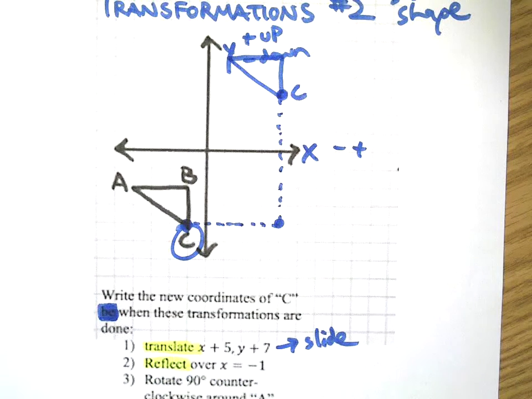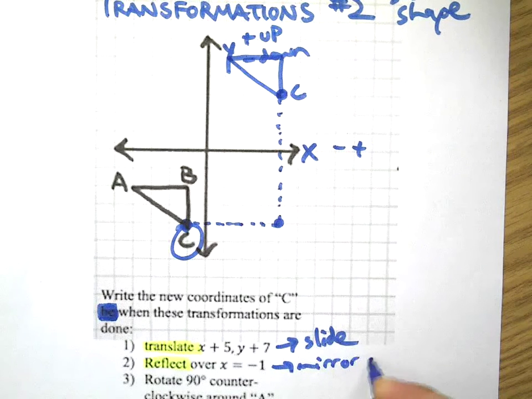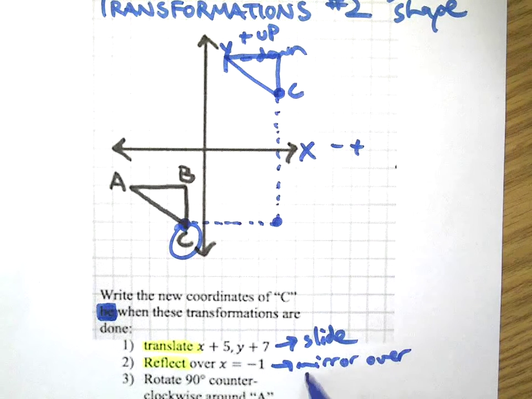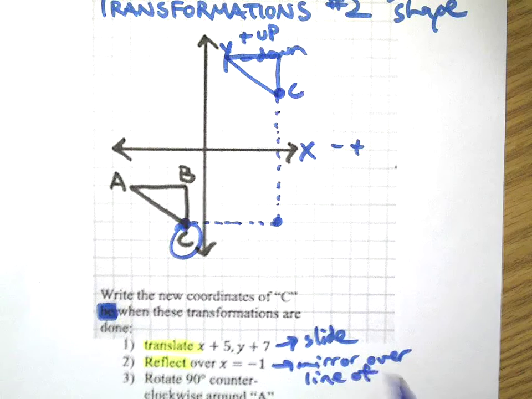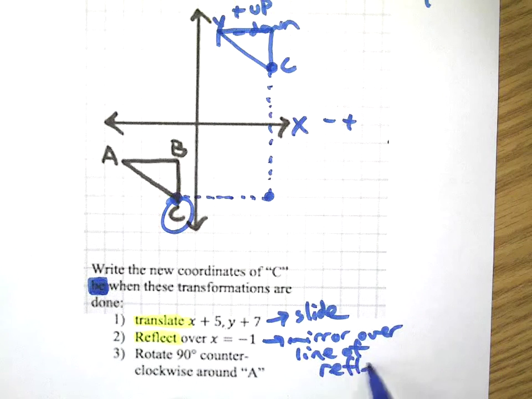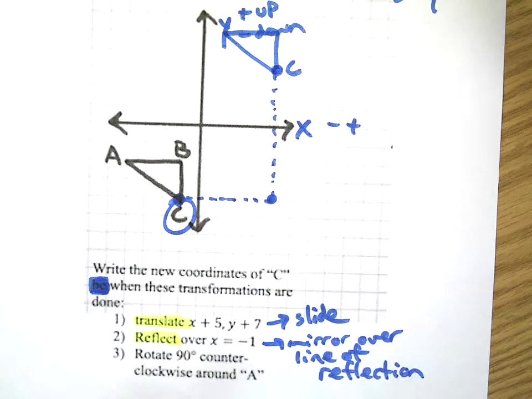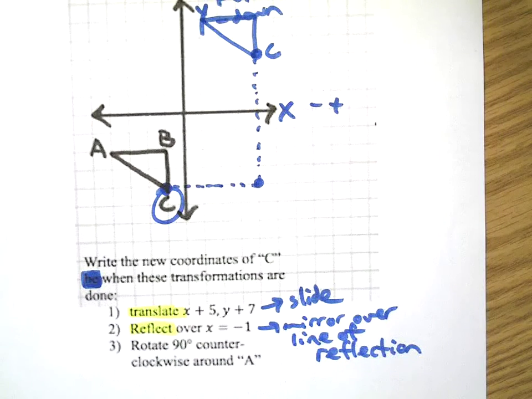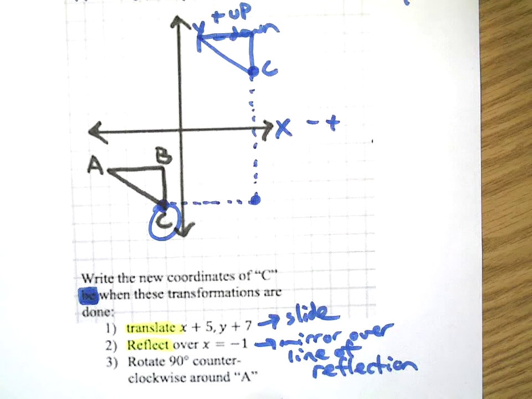Now we're going to reflect it over x equals -1. Reflect means mirror, right? We're going to mirror that over a line of reflection. Okay? That's what it looks like outside of Dr. Phil's office, the line of reflection.